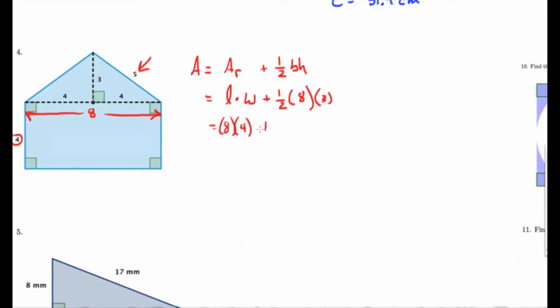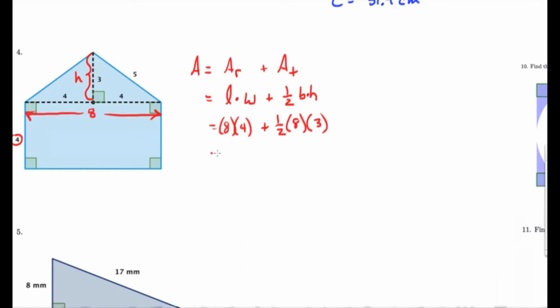So 1/2 of 8 would be, well, actually, let's back up here. Let me just, area of the triangle. There we go. A, so A sub r plus A sub t. So that would be 1/2 base times height. And this would be, just to be consistent here, base is 8 and height is 3. This is my height right here.